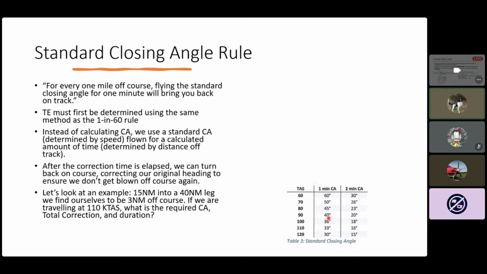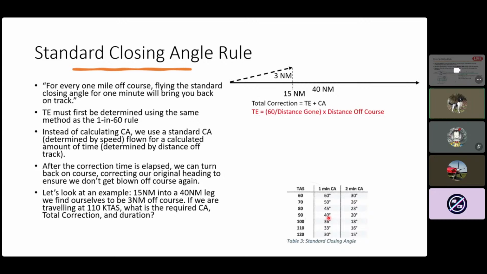So 15 miles into a 40-mile leg, we find ourselves to be 3 miles off course. If we're travelling at 110 knots true airspeed, what is the required closing angle, total correction, and the duration? So let's do what we always do. Let's plot that out. Okay, 3 miles off course, 15 miles into a 40-mile leg. So the total correction is still track error plus closing angle. And the track error, can you see the pattern here, is still calculated using the 1 in 60 rule. So what's the track error in this instance?